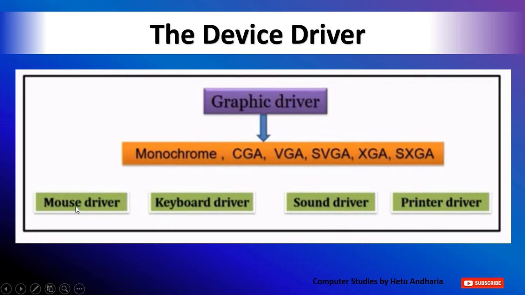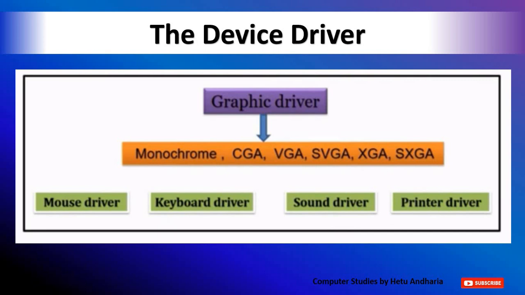We are able to use the mouse because the mouse driver programs are installed in the computer. Keyboard driver programs are installed in the computer. We are able to play the songs and hear them through speaker because sound drivers are installed. We are able to take the printout because printer drivers are installed in our computer.